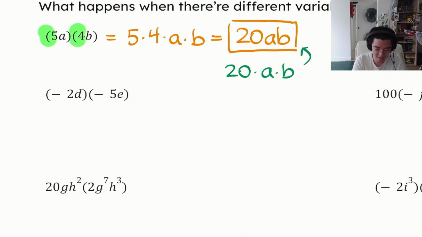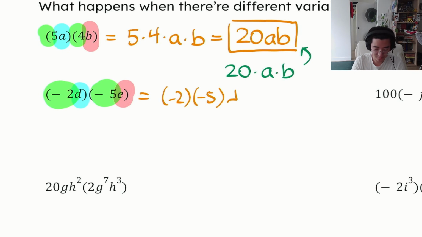So here's coefficients, variable 1, variable 2. So right here, two coefficients of negative 2, negative 5, variable 1, variable 2. So we got negative 2 times negative 5, and then times the d times the e, which is 10de.